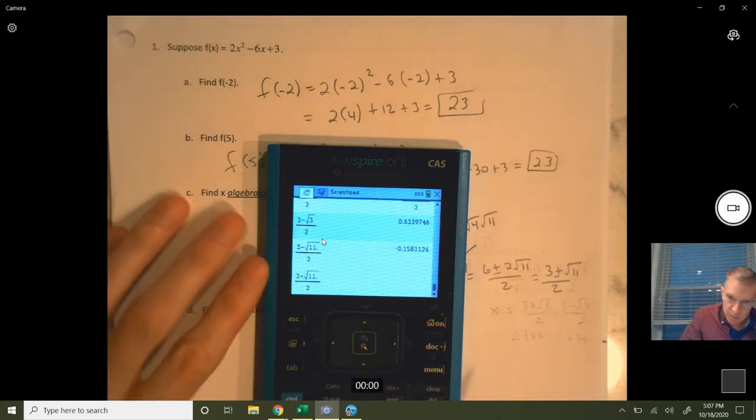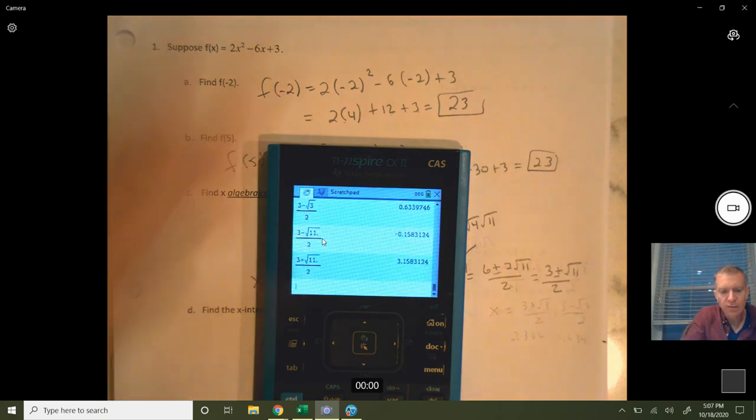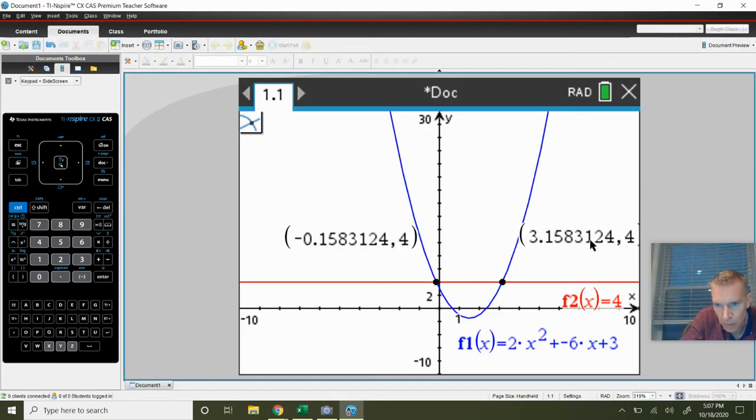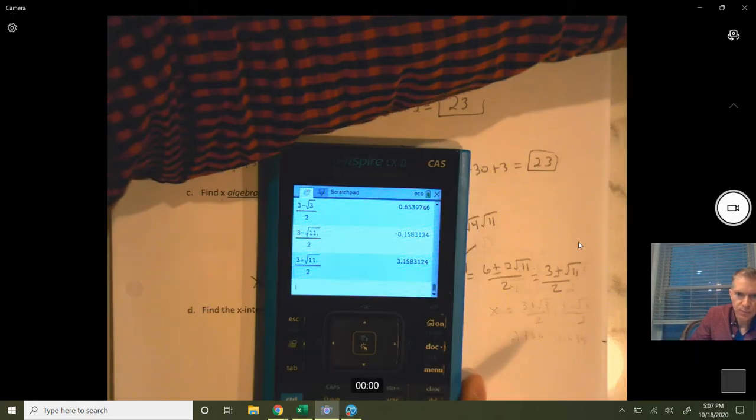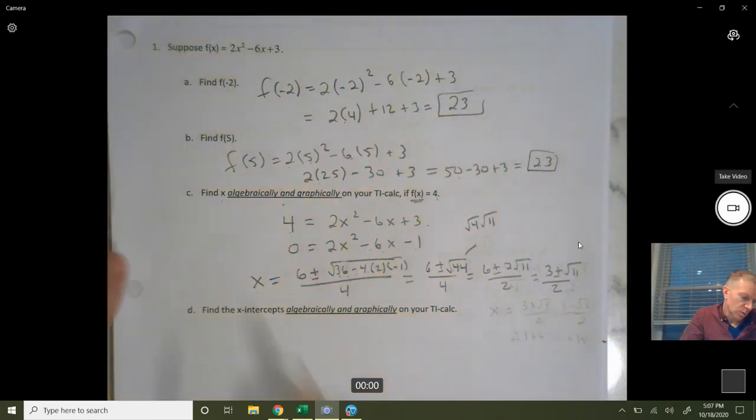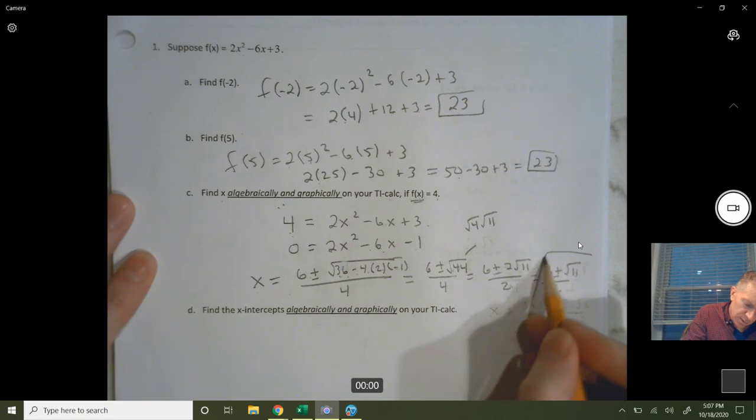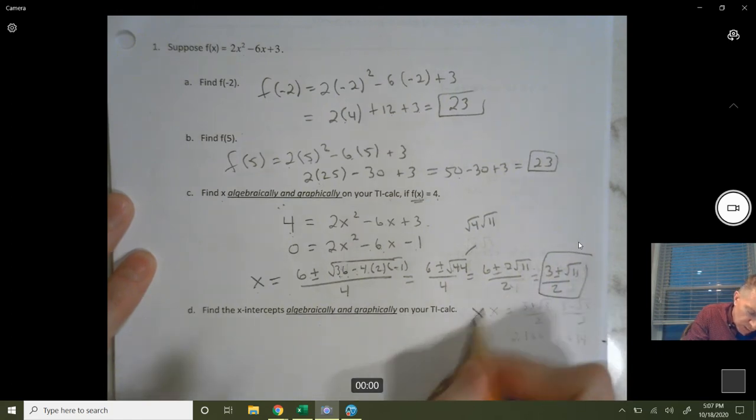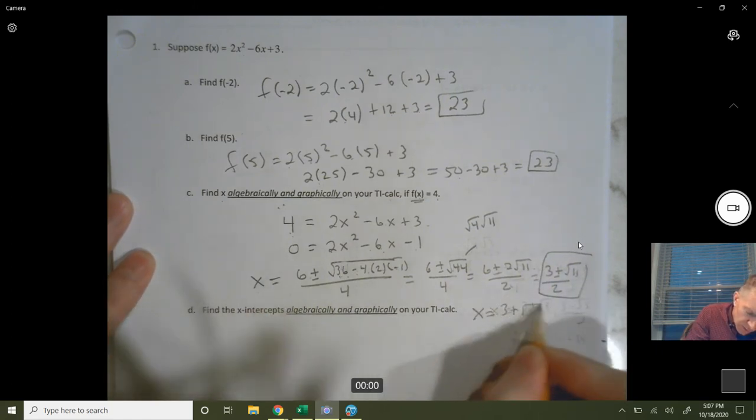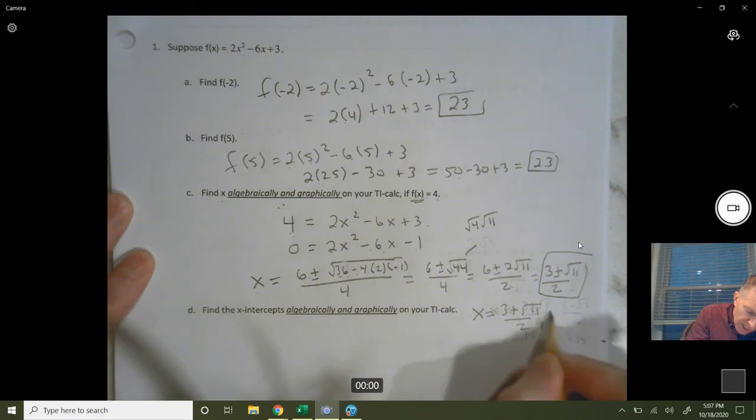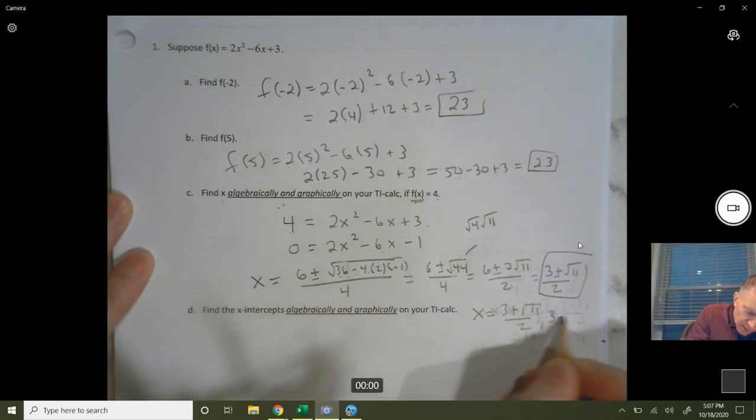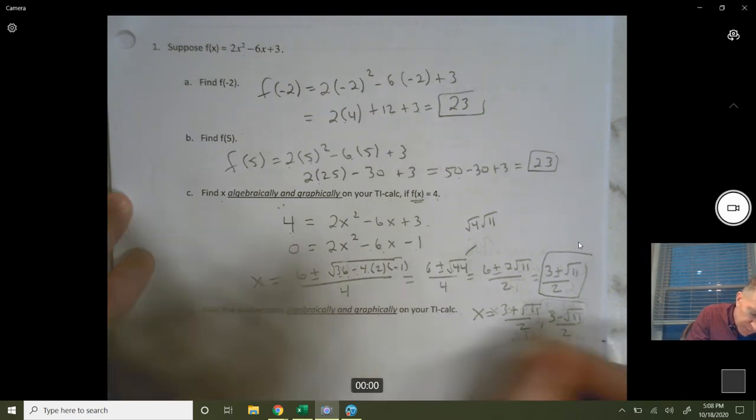And we have the decimal in there. So 3.158. Okay, so those are our two solutions to this problem. It was find x algebraically, so these were our two values of x. You could write x equals 3 plus root 11 over 2 and 3 minus root 11 over 2.